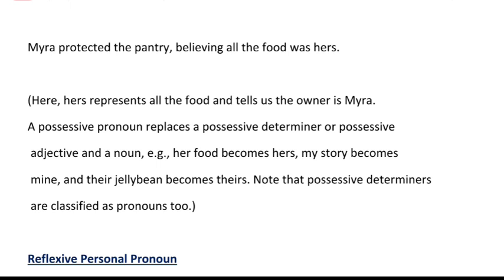Children, a possessive pronoun replaces a possessive determiner or possessive adjective and a noun. That is, her food becomes hers, my story becomes mine, and their jelly bean becomes theirs. You note that possessive determiners or possessive adjectives are classified as pronouns too.